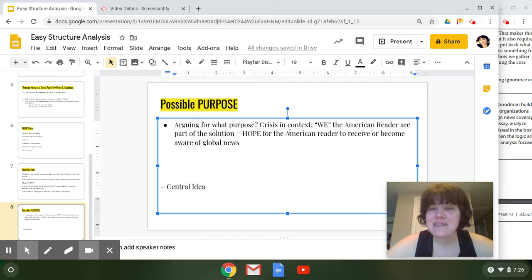So we see that this could indicate a pretty good central idea that foreign national news in America is in decline. It's important to the daily lives of the American reader, and we can be part of the solution.